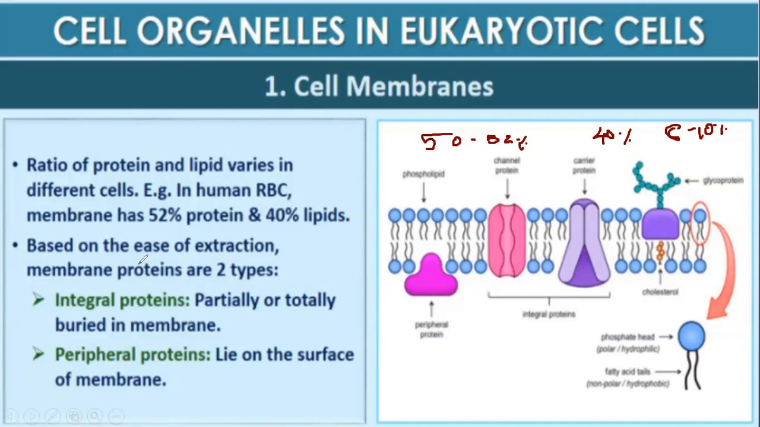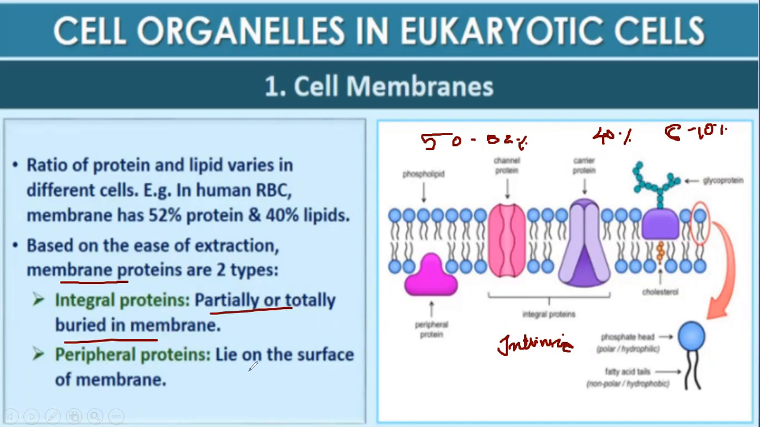Based on the extraction, membrane proteins are of two types: integral protein and peripheral protein. So look, this is the integral protein and this one is known as the peripheral protein. The integral protein is also known as intrinsic protein. Clear with that? This integral protein is partially or totally buried in the membrane.